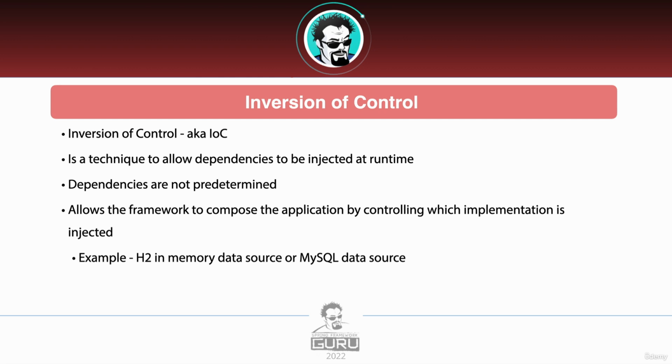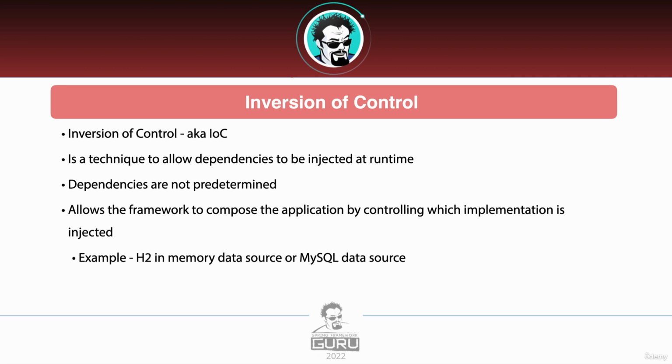The dependencies are not predetermined. This really allows your framework to compose the application by controlling which implementation is injected. So a great example, we've already seen in the class how we used an H2 in-memory data source. It would be trivial for me to reconfigure that application and use a MySQL data source.